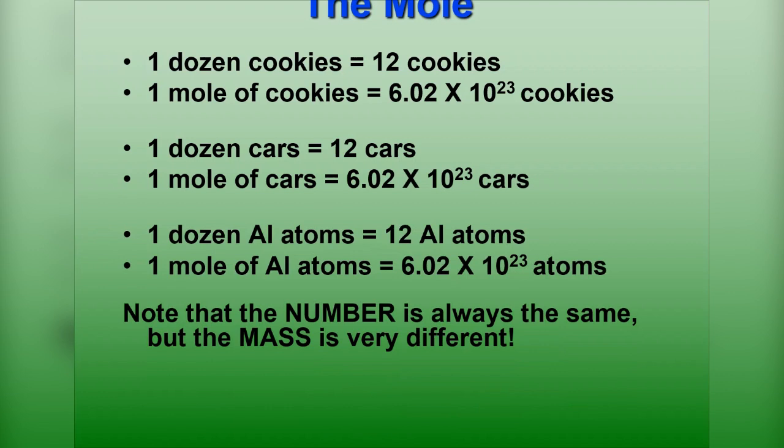Note that the number is always the same. Mass is very different. So if you are looking for mass, you need the periodic table. But if you want to know the number of atoms, you don't need it. So the number is always the same. 1 mole of cars, 1 mole of cookies, 1 mole of aluminum, 1 mole of sodium, 1 mole of carbon, equal to this number. But what is their mass? Aluminum's mass is different, cars' mass is different, cookies' mass is different, sodium's mass is different, carbon's mass is different.